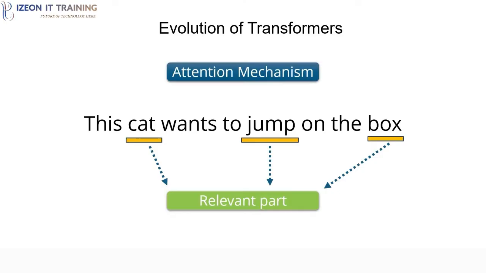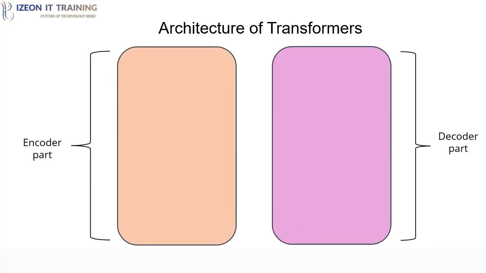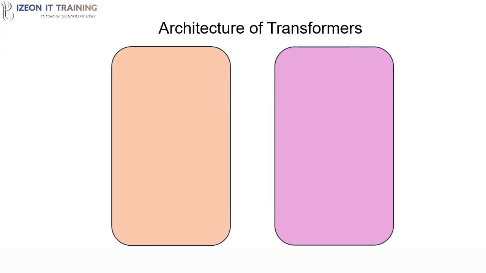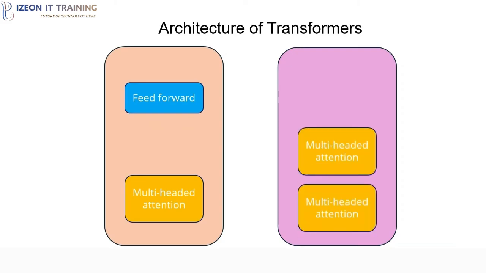Now that we know how transformers have evolved, let's discuss their architecture. A transformer consists of two main components, an encoder and a decoder, each typically consisting of 6 layers. Inside the encoder, there is one attention layer and one feed-forward layer, while the decoder contains 2 attention layers and one feed-forward layer. The magic of parallelism comes from how data is fed into the network.